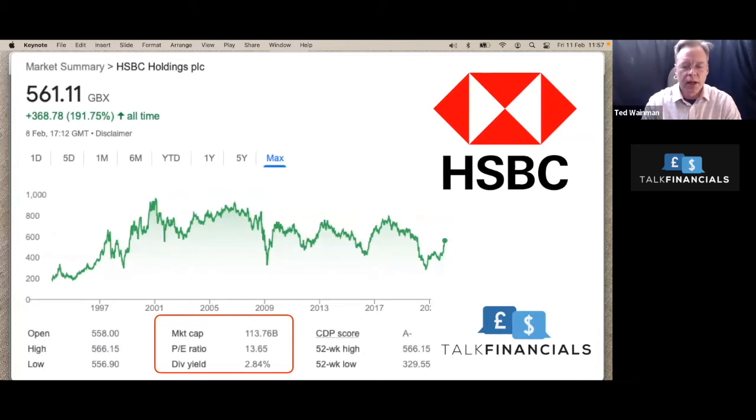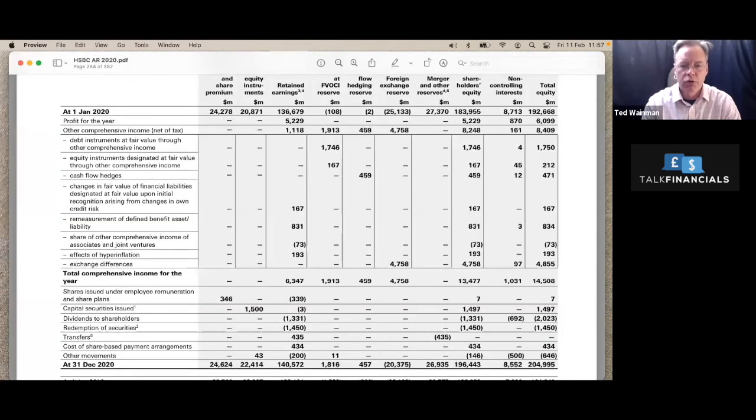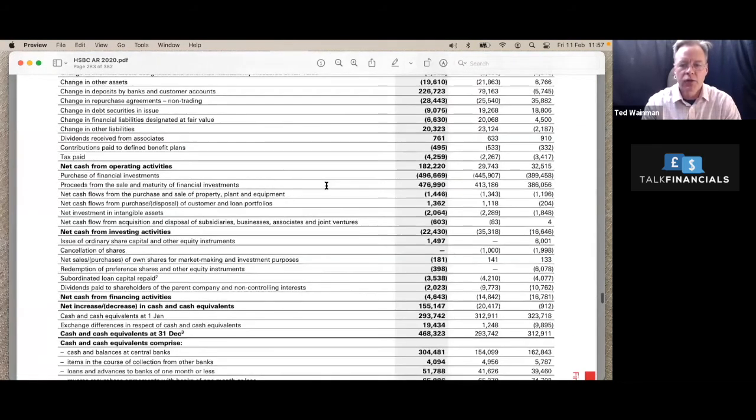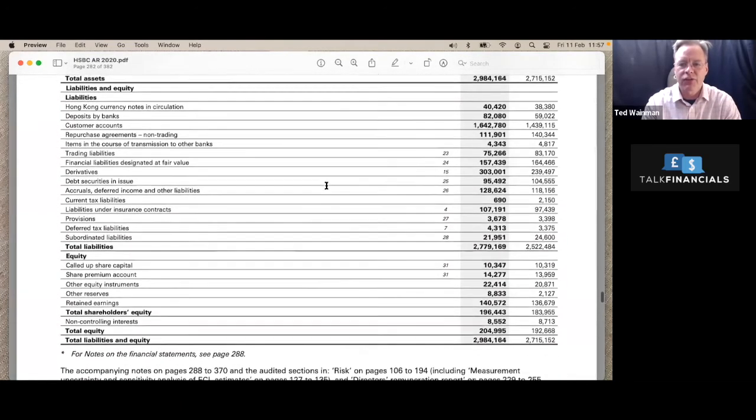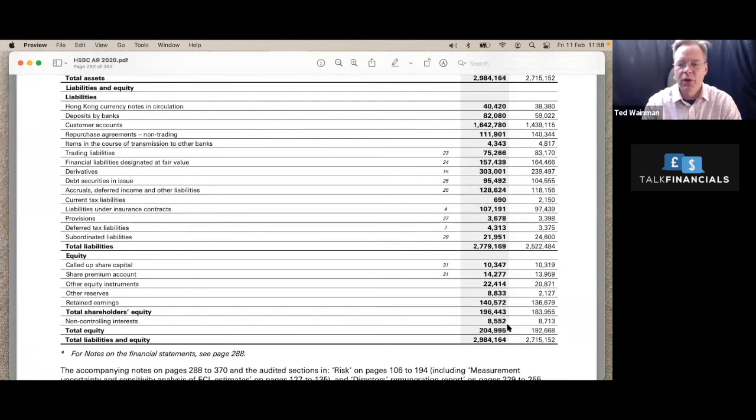So you'll see the market cap is 113 billion, and if we go back to their balance sheet again, just to remind ourselves, there's the net assets, this figure here. So if you were to take HSBC and turn all their assets into cash and then pay off their liabilities, you'd end up with $204 billion. So quite interesting to see this company, $204 billion on the balance sheet.